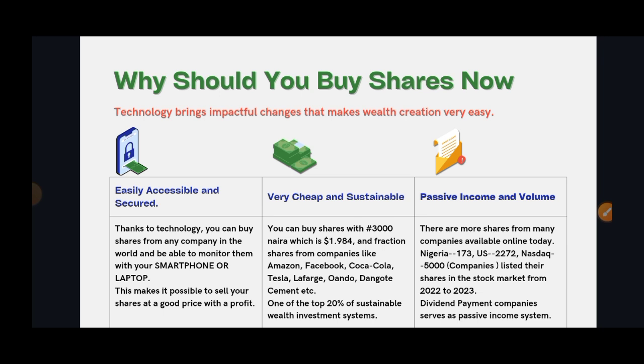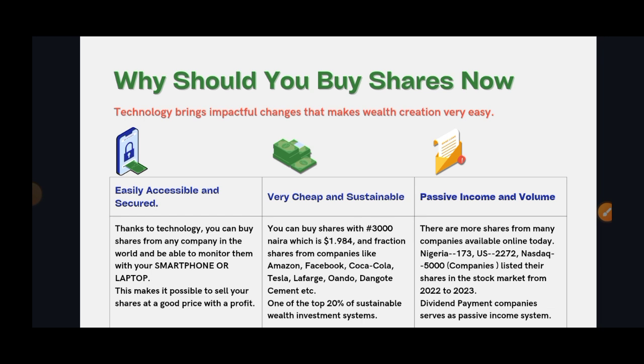It's easily accessible and secure. Thanks again to technology, you can buy shares from any company in the world and be able to monitor them with your smartphone or your laptop. This makes it very easy to sell your shares at a good price with a profit at any point in time that you're in need.